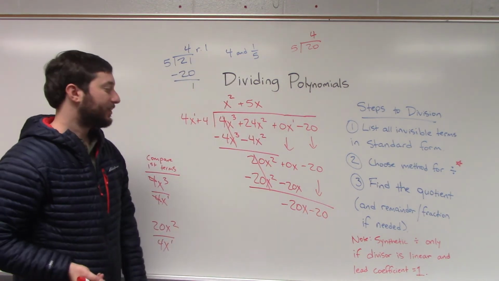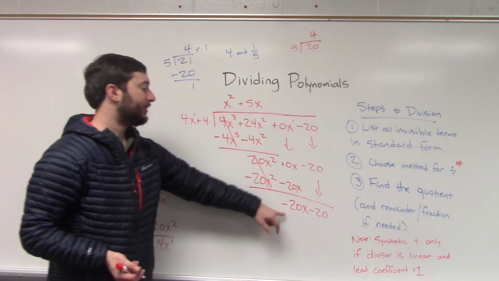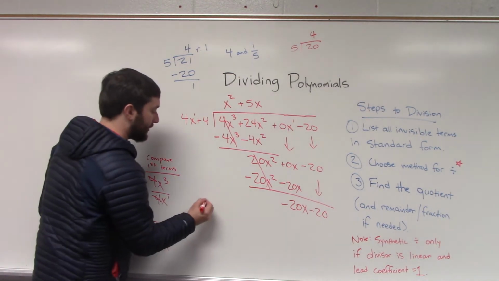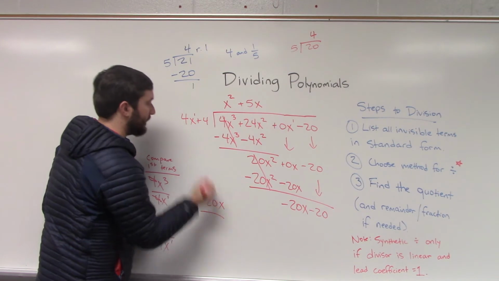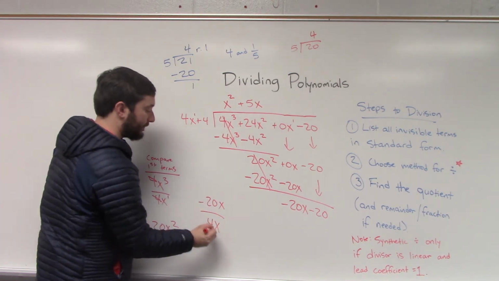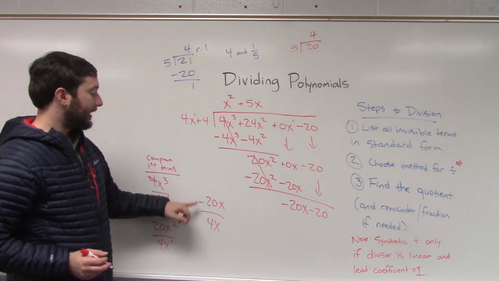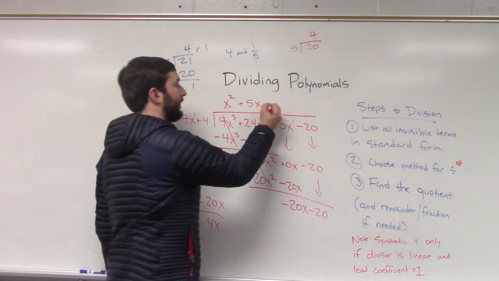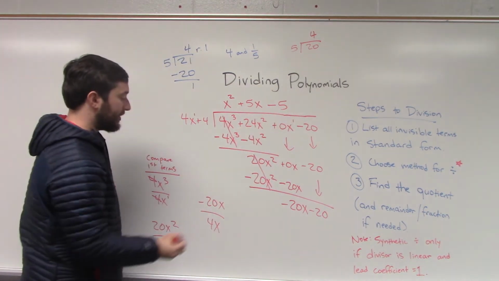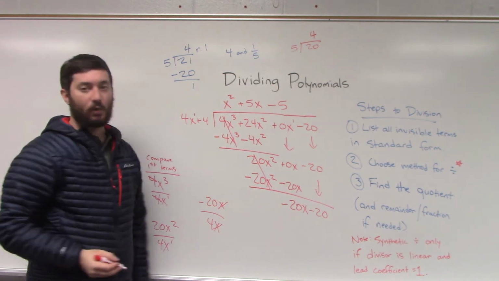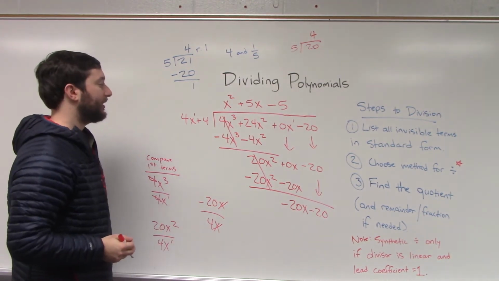Repeat the process. Once again, compare first terms. Negative 20x divided by 4x. Okay. Negative 20 over 4 is negative 5. And in this case, x divided by x is 1. Cancels out. 1 times anything stays the same.